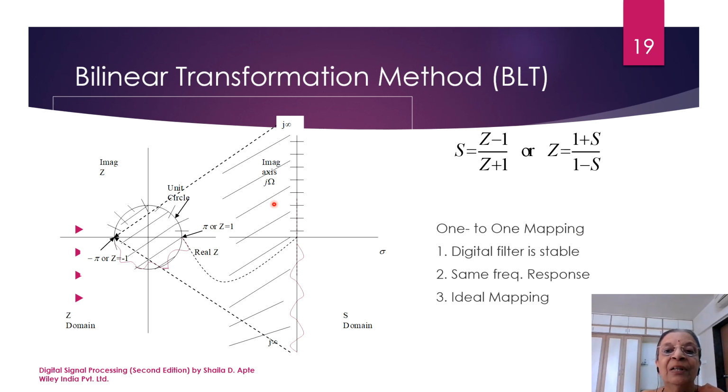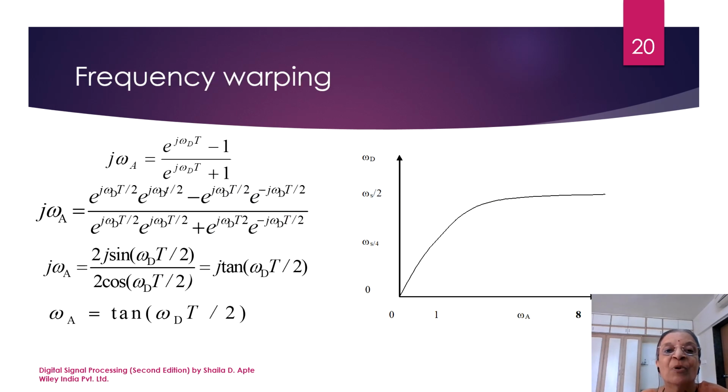If the filter in the analog domain is stable, it will result in a stable digital filter. So it will have the same frequency response, because there is no aliasing at all. And then we can consider this as the ideal mapping function, that is the bilinear transformation method. But there is one drawback, and that is called frequency warping.